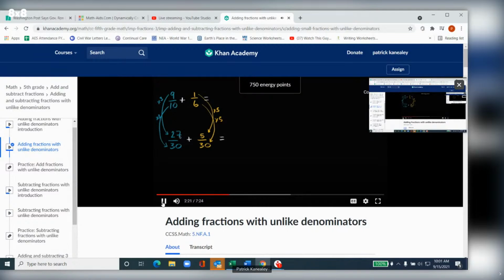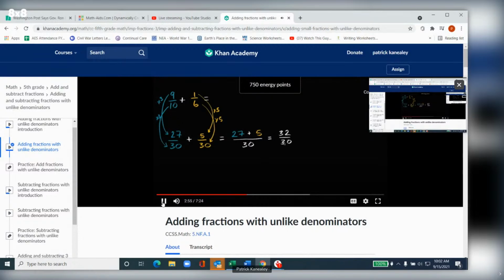And it's fairly straightforward. We have a certain number of 30ths added to another number of 30ths. So 27/30 plus 5/30 is going to be 27 plus 5 over 30, which of course is equal to 32/30.